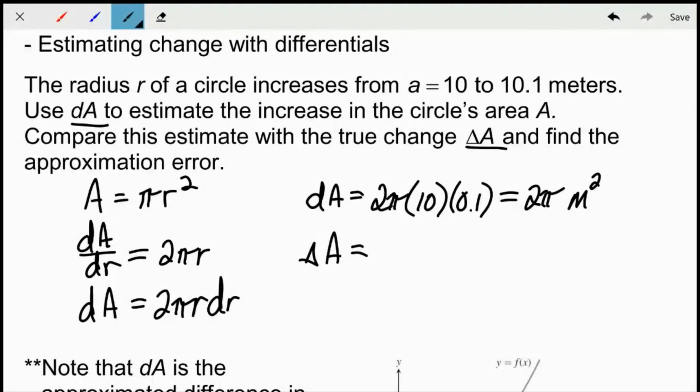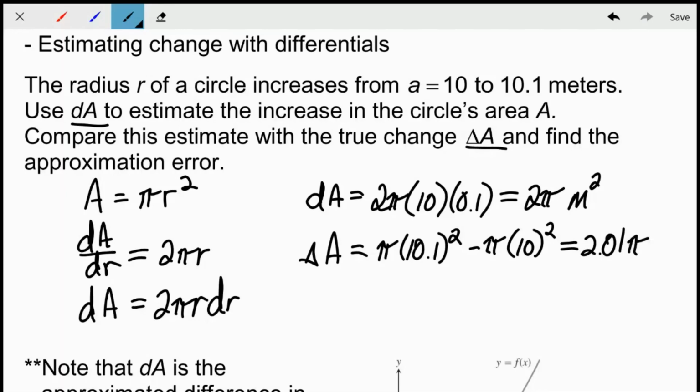Well, remember the area of a circle is pi r squared, so I'm going to do the actual change in my area. If I have the larger circle, pi r squared would be pi times 10.1 squared minus pi times 10 squared. So what I'm doing is just taking, okay, if I had a circle with a radius of 10.1, what's the area? What's the area of a circle with a radius of 10? And then what's the difference? How much did that change? Well, that changes by 2.01 pi meters squared.